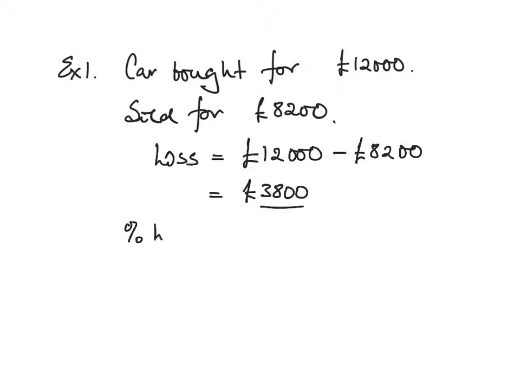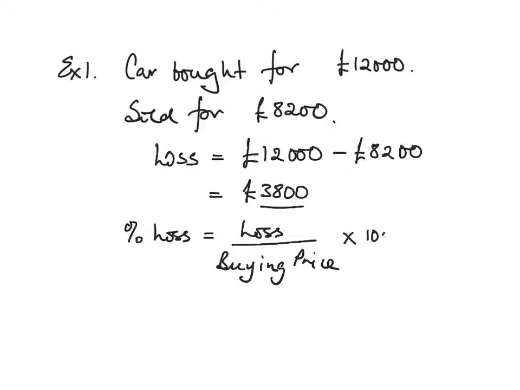The percentage loss is the loss over the buying price times 100%. Now we know that the loss is 3,800. The buying price is the 12,000. Multiplied by 100%, and we can cancel out 2 zeros.